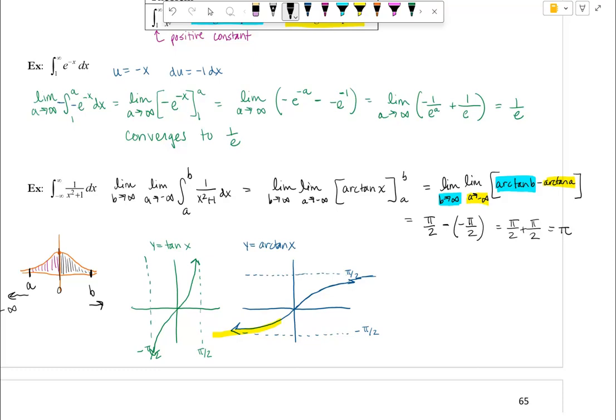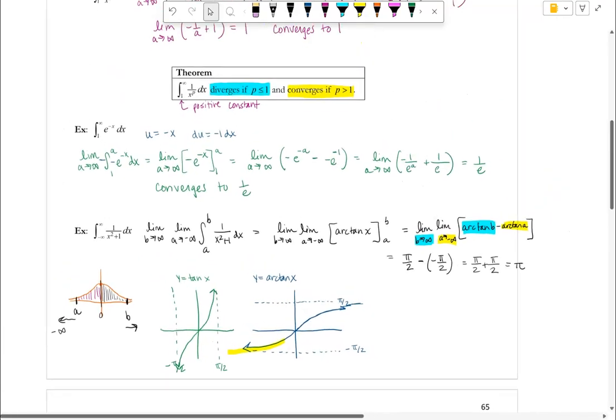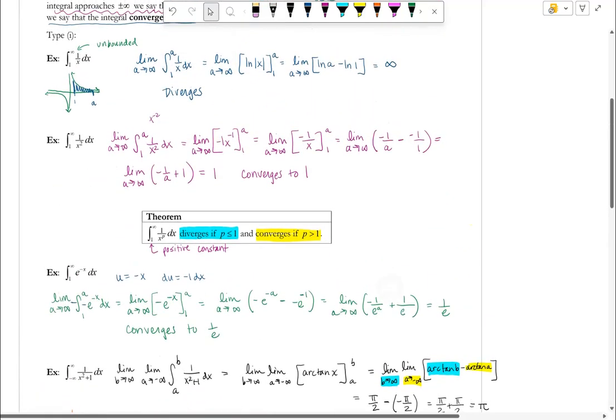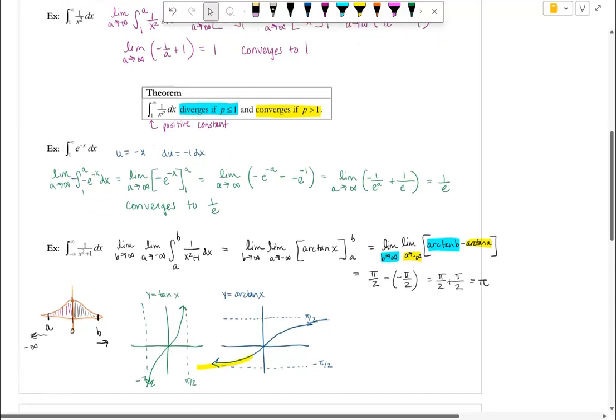So in these first few examples, we worked through some improper integrals, and we said some of these converge, some of these diverge. This last one converged to pi. And we said that these are easy to spot because I can see my limit of integration is either positive or negative infinity, or that happens twice.